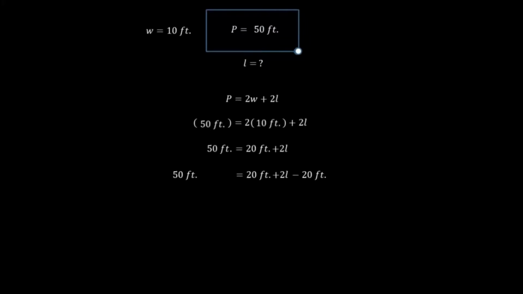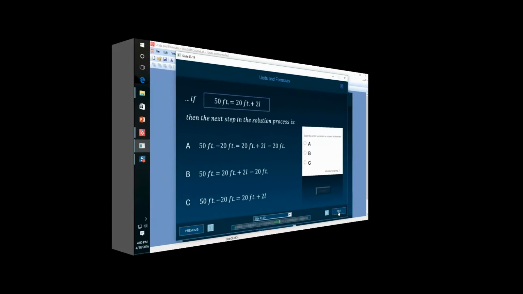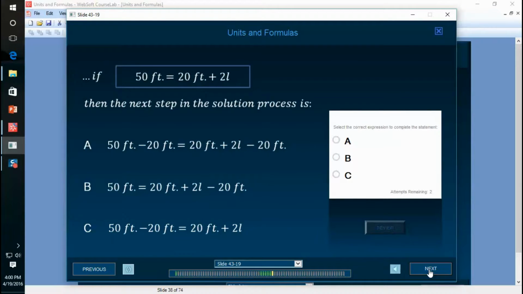Remember, our rules say that we have to do the same thing to the left-hand side of the equation and subtract 20 feet there. If 50 feet equals 20 feet plus 2L, then the next step in the solution process is which of the following? Good. Our next step is A.